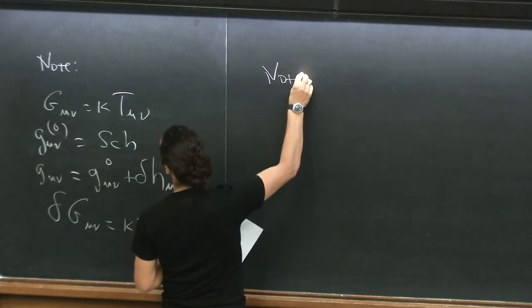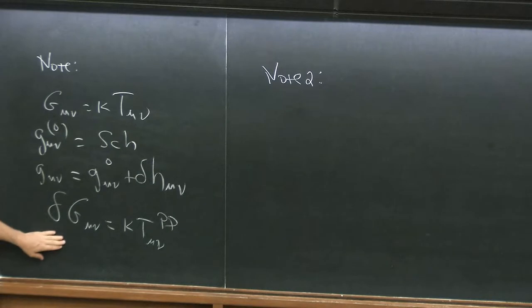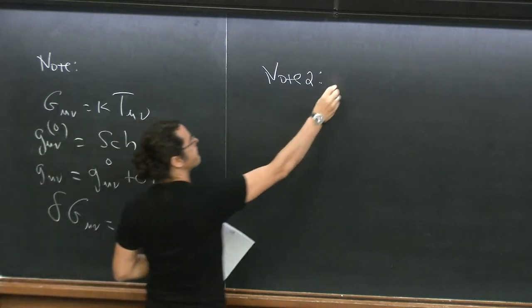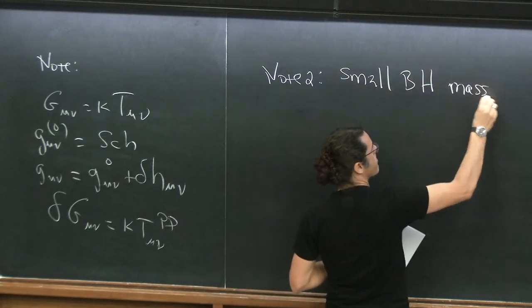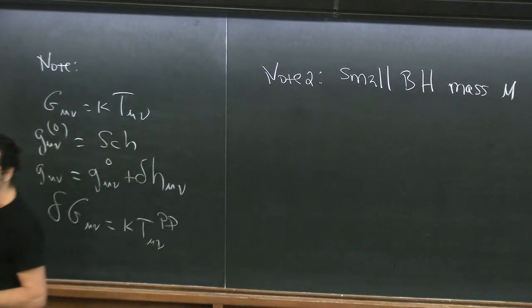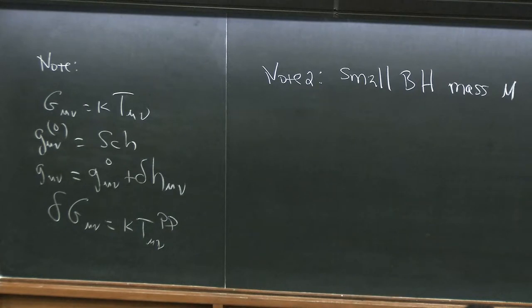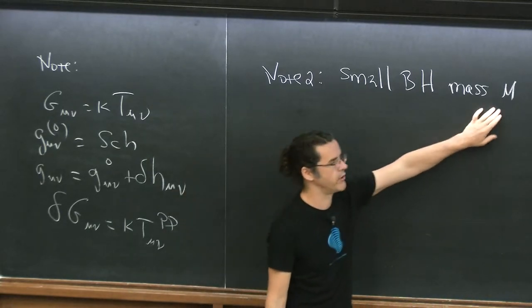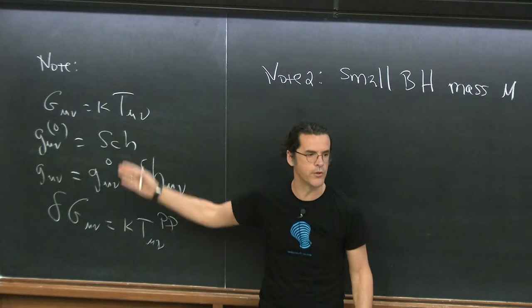Note number 2 is that even, so suppose we do this for a point particle, okay? So I take a small black hole of mass mu. You could think of this, for instance, as a small black hole of a solar mass falling into a supermassive black hole with 10 to the 6 solar masses. These systems exist, and we know we're going to see them in the future. Okay? And this is fine, because now we have a guy which is a million times smaller and less massive than the other. So I can use this procedure.